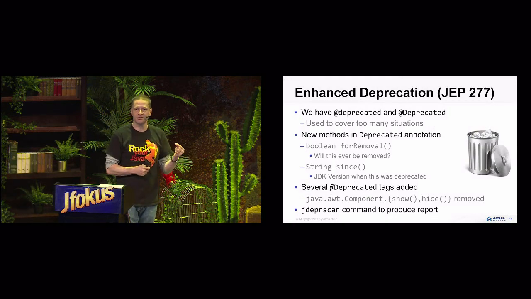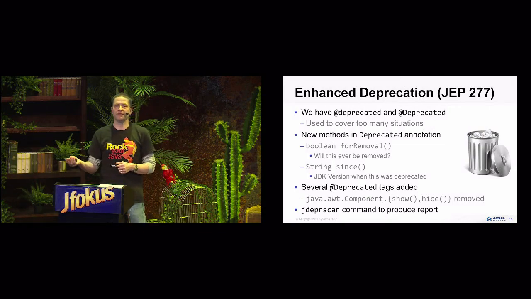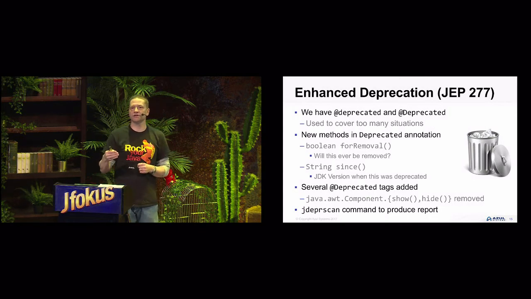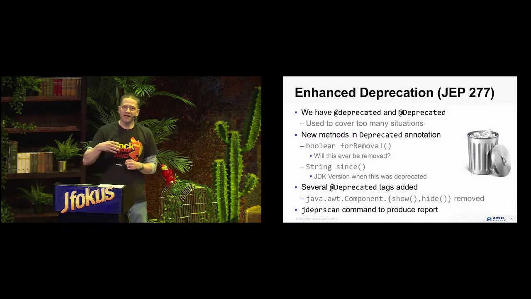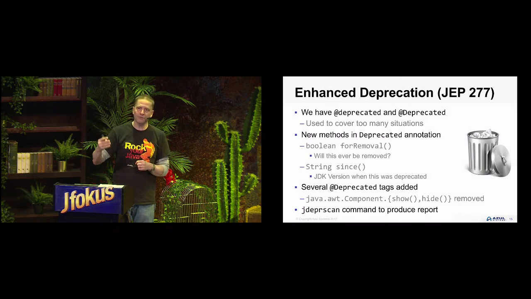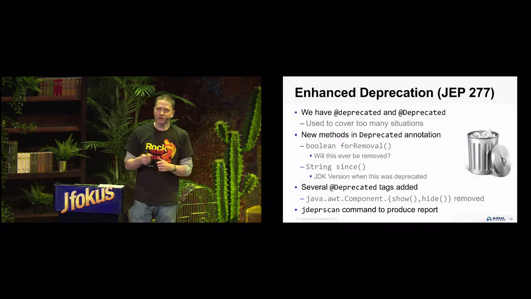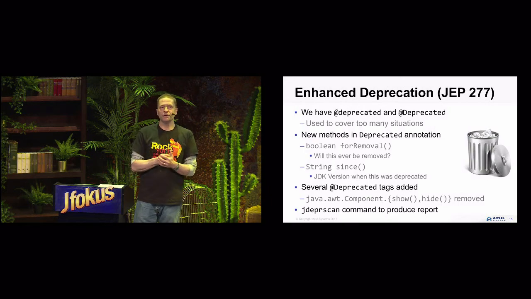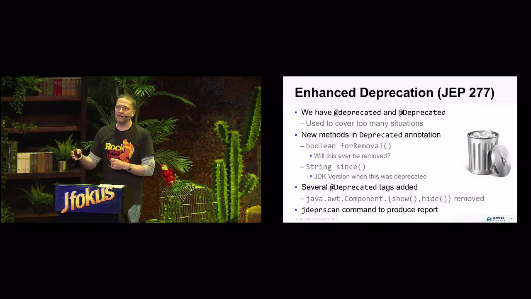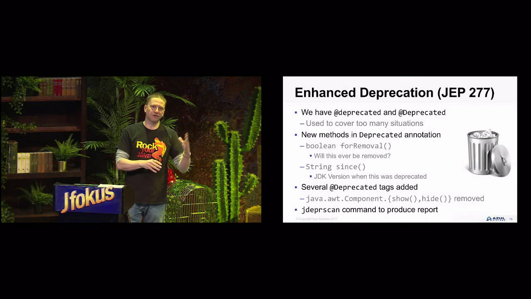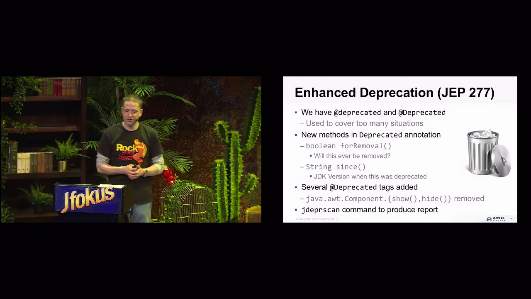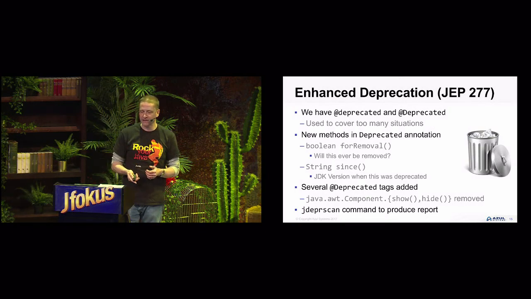2 things that you get in terms of methods. One is forRemoval. That returns a Boolean, which if true indicates that this element is scheduled for removal in the next release of the JDK. If it returns false, then it may still be removed at some point in the future, but it won't be in the next release. There's also a string that you can get, which is since, and that will give you information about which release of the JDK this particular element was deprecated. They haven't gone back and retrofitted all of that, so it only starts with JDK 9. But maybe at some point in the future, somebody will do some historical research and go back and fill in all the versions of that.